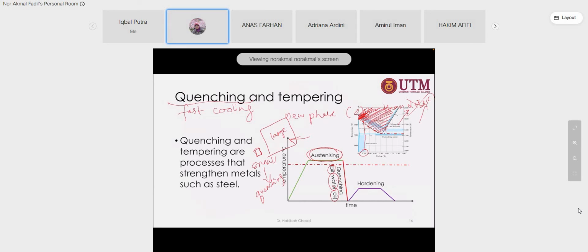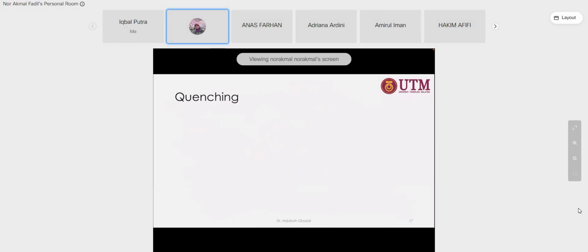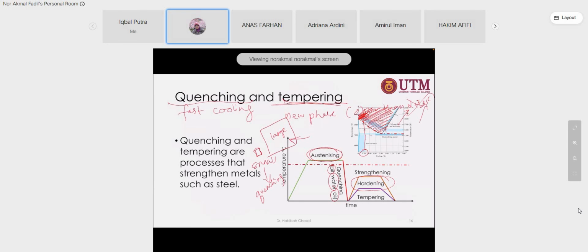After conducting the quenching process, we conduct a hardening process. The process name is the tempering process. The purpose is to harden the materials. Hardening and tempering can be differentiated in terms of the tempering process.